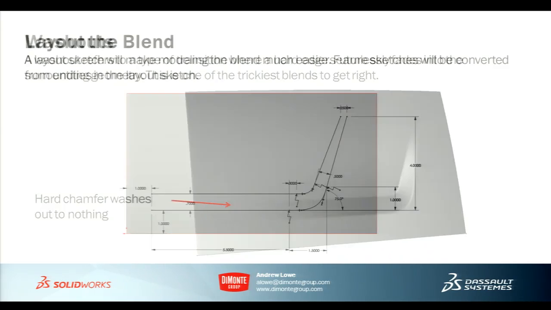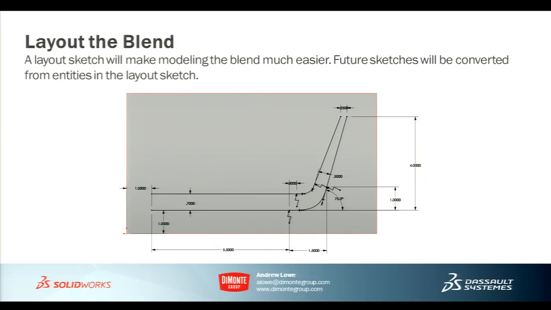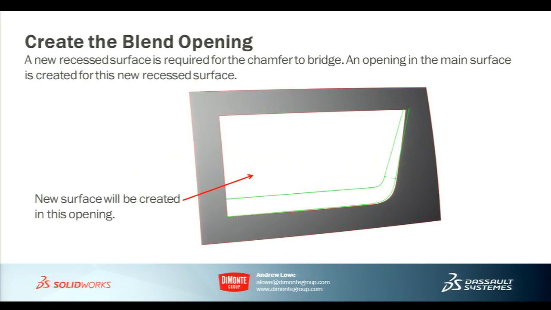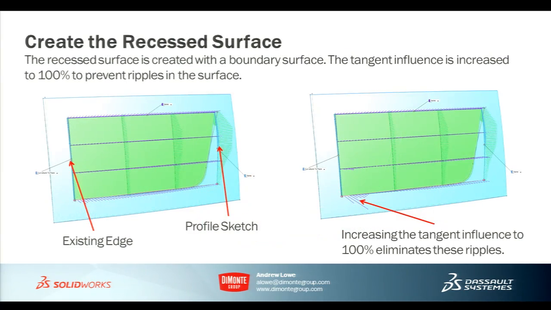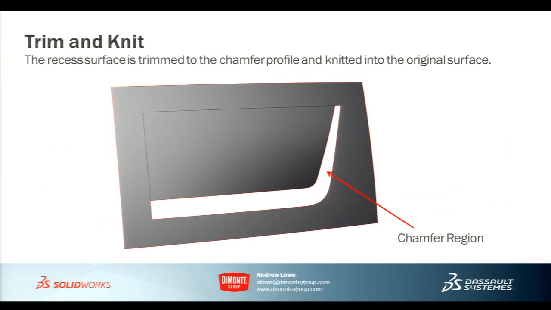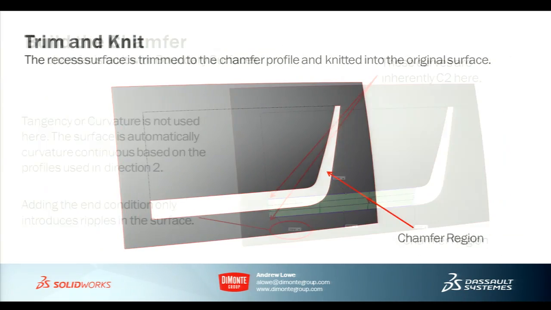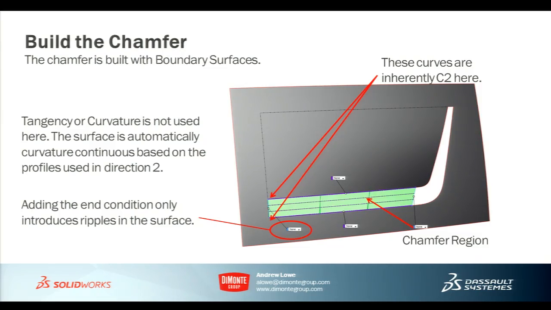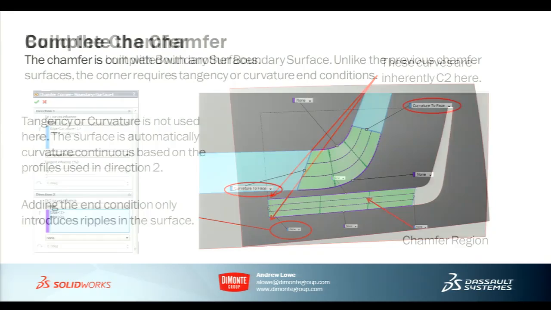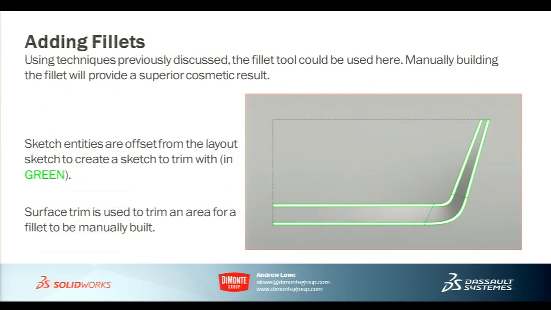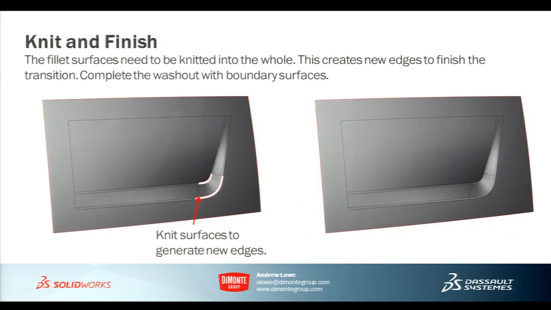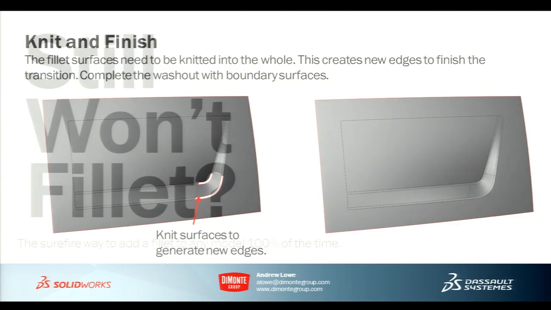So to recap, we're going to create that layout sketch. It'll help us define the rest of our features. We need to create our window for our recessed surface. We model that recessed surface so that way we can actually create the chamfer between something. We're creating the surfaces of our chamfer using the boundary tool. Then finally, we're splitting out an area for the fillet, and then we're using surface tools to manually build the fillet. And we knit everything together, and our washout is finished.